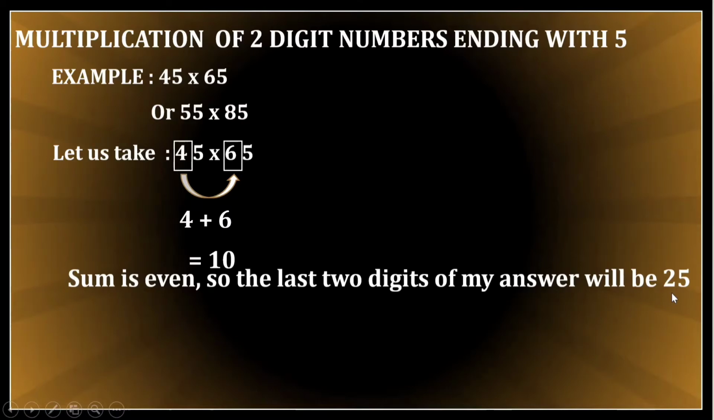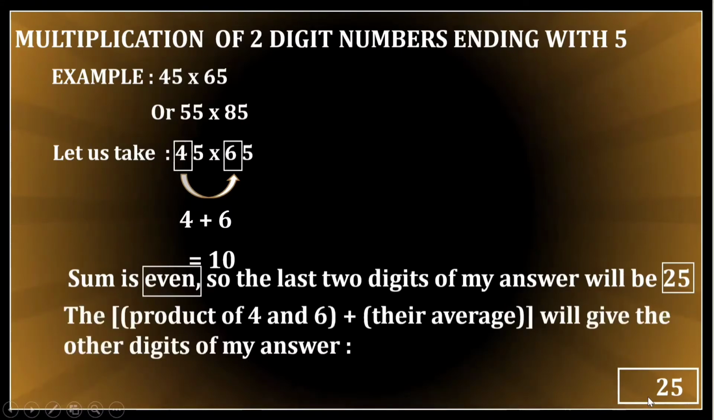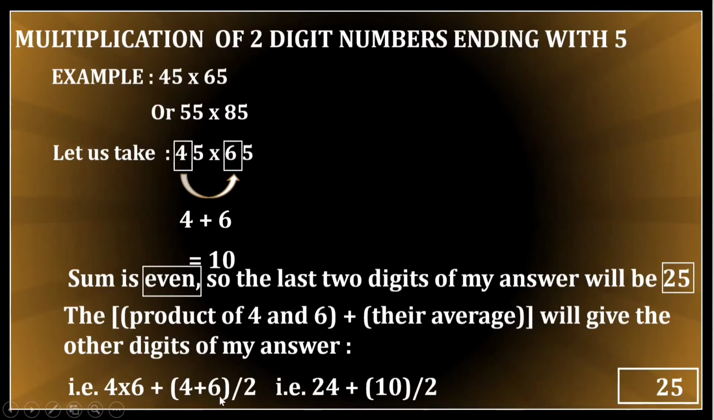So if I start writing down my answer, the last two digits come out to be 25. Now, what are the digits before that? Let us try to find that. The digits before that I will get by taking the product of these two numbers, 4 and 6, that is 24, and adding their average. Average means (4 plus 6) by 2. So 4 into 6 is 24, plus (4 plus 6) by 2, that is 24 plus 10 by 2, that means 24 plus 5, which comes out to be 29. So my answer comes out to be 2925. So 2925 is my answer.